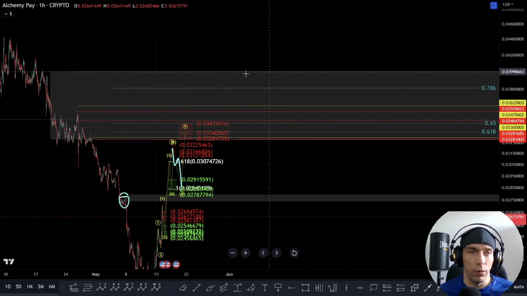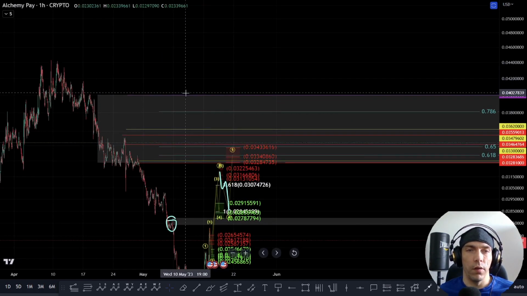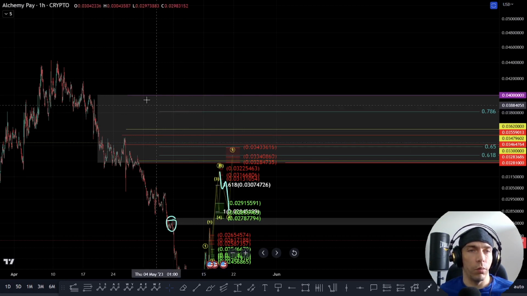So, we've got this whole little zone here. Towards the lower end, I would be interested. We've got a lot of confluence here. But then as well, if we do push towards the top end of this move, towards this 0.786 and this 0.400, obviously this is going to be a psychological level as well.